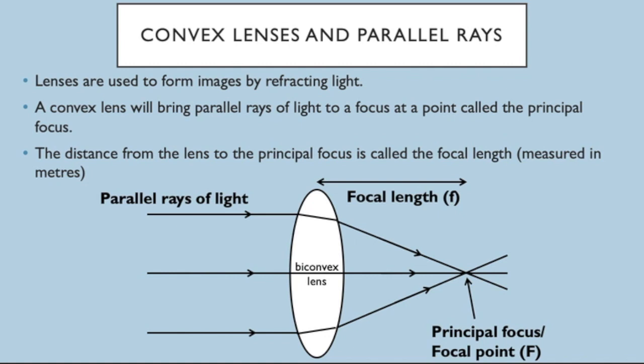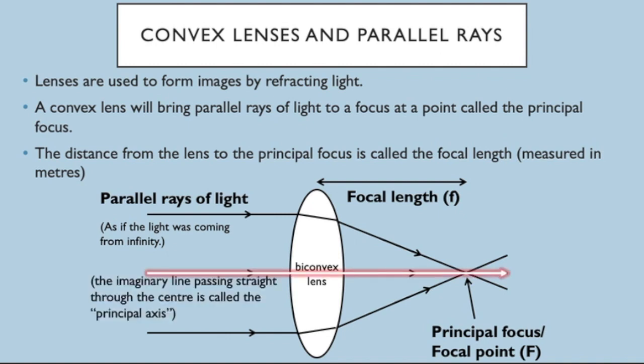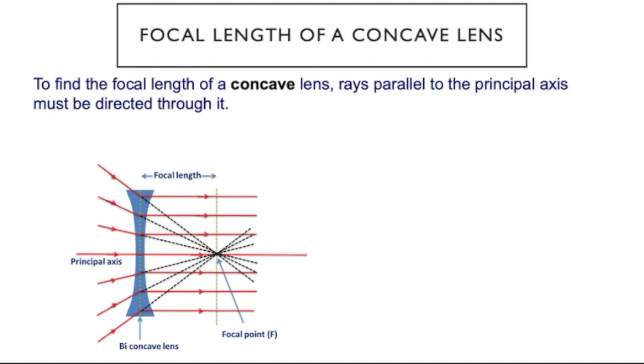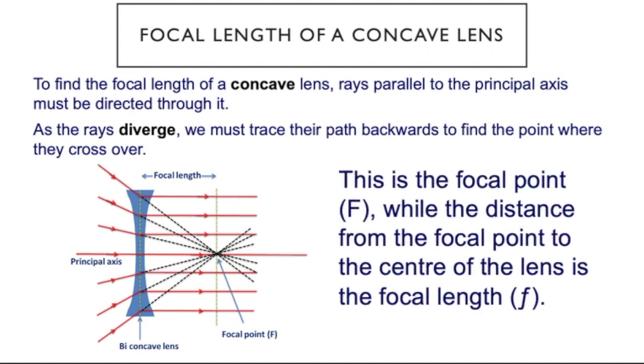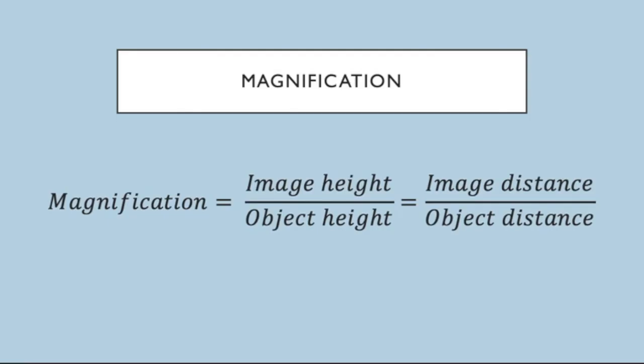You've got the focal length there, going from the middle of the lens to the principal focus, the focal point. Parallel rays of light are as if the light was coming from infinity, and then we've got this imaginary line passing straight through the centre, which is called the principal axis. To find the focal length of a concave lens, rays parallel to the principal axis must be directed through it. As the rays diverge, we trace their path backwards to find the point where they cross over. This is the focal point, while the distance from the focal point to the centre of the lens is the focal length.